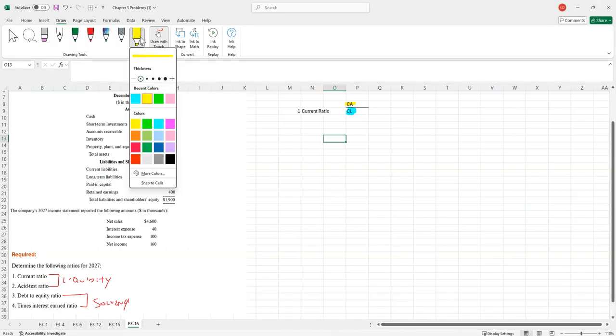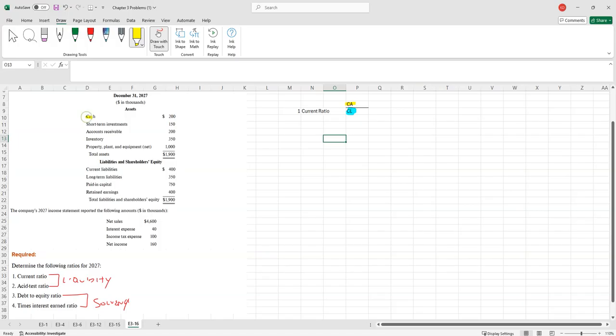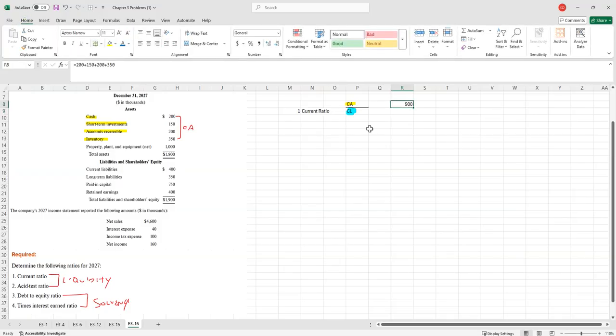So up here, cash obviously is going to count. Short-term investments is going to count. The accounts receivable are going to count, and the inventory is going to count. PP&E is a long-term investment, right? So all of these guys are going to be our current assets. So let's sum those over here. It equals what? 200 plus 150 plus 200 plus 350, right? 2, 150, 2, 350. Okay, good. That's great.